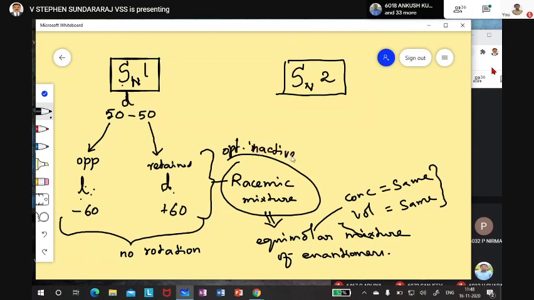Write down that in SN1, the product mixture, since it is a racemic mixture, is cancelling one rotation with the other. Don't think that it is not rotating. They are rotating, but 50% rotation is cancelled by the other 50% rotation. So you take the overall solution only, you cannot take the 50% alone. The overall solution is optically inactive.